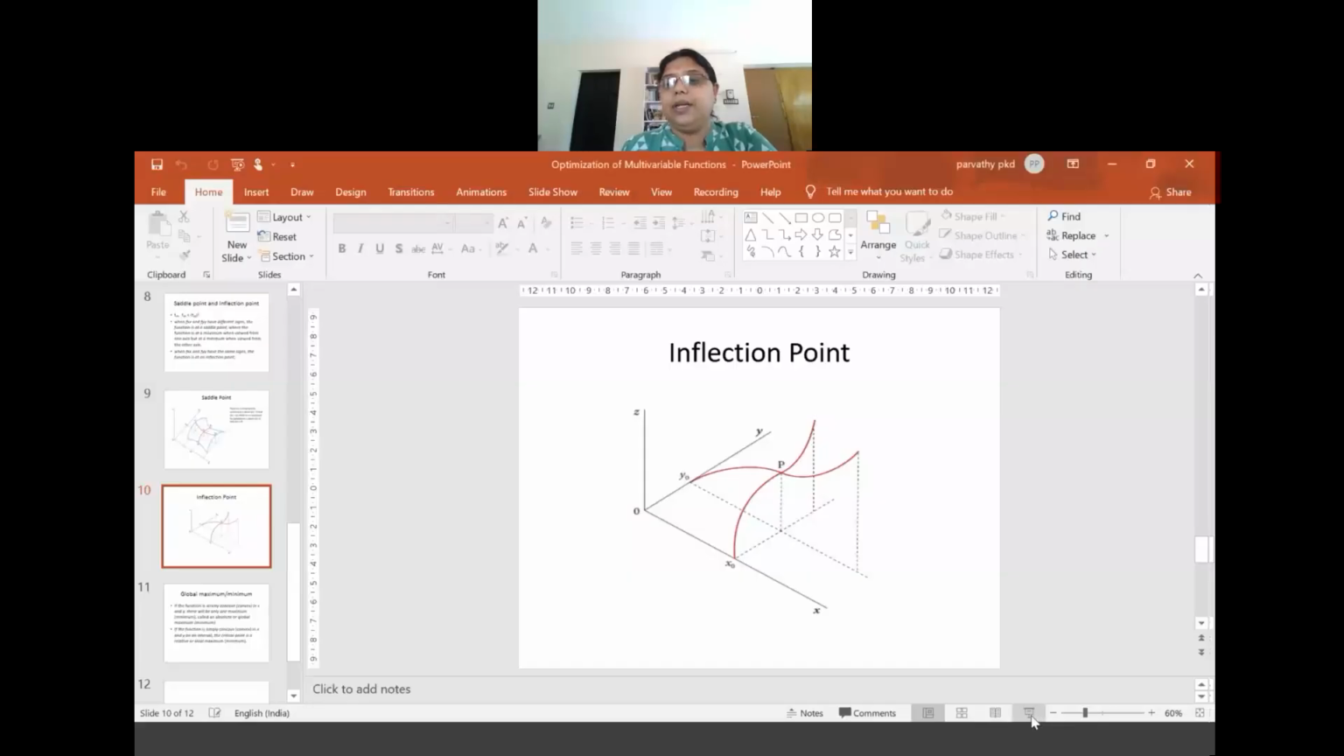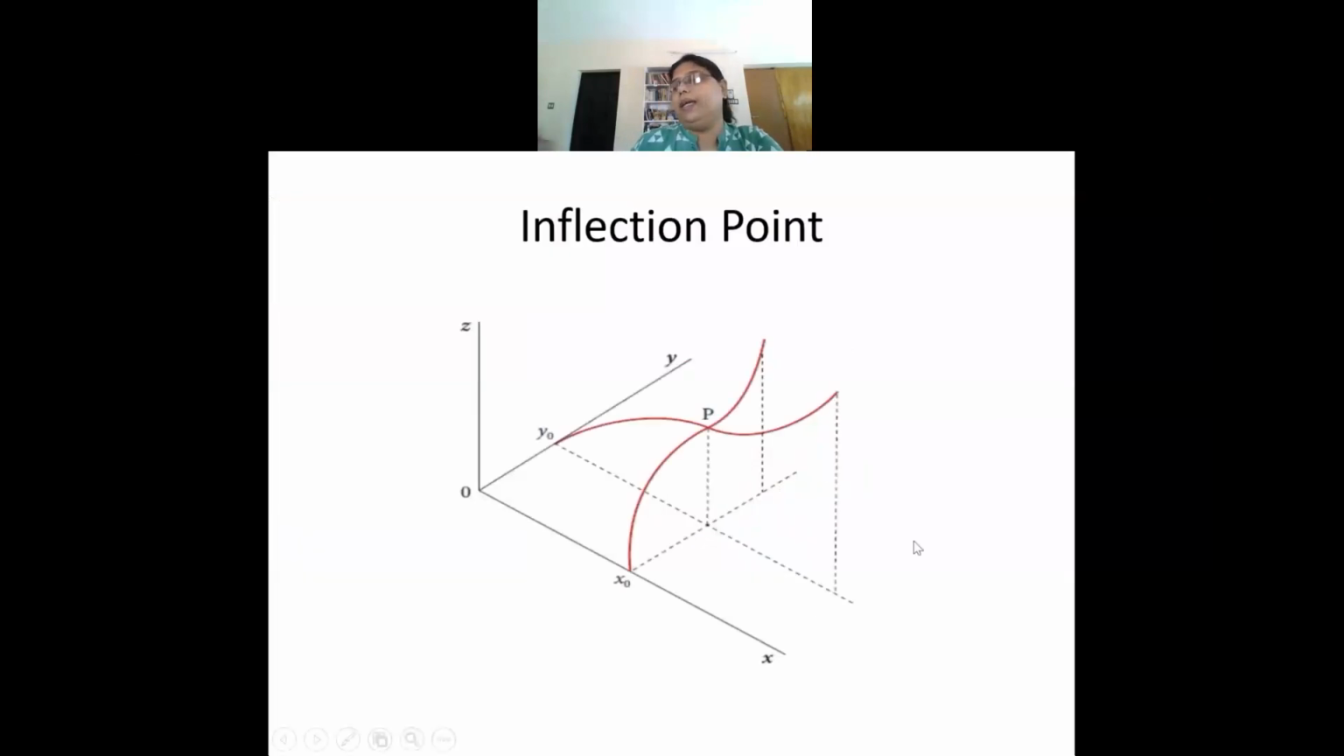Good morning, students. Today we shall be discussing the concept of inflection point. In the previous videos, we have been discussing the optimization of multivariable functions, and we have seen that three conditions have to be satisfied. The first order partial derivatives of the function with respect to each of the independent variables must be equal to 0. The second condition is that the second order direct partial derivatives with respect to each of the independent variables must be less than 0 if the function is to be maximized, and greater than 0 if the function is to be at its relative minimum.